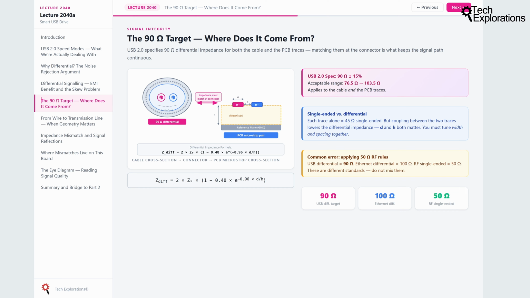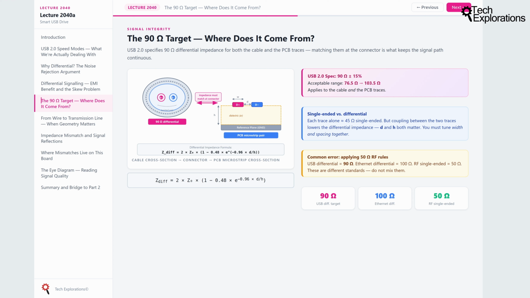Z-diff equals 2 times Z0 times a correction factor that depends on the ratio of spacing to the dielectric height. The practical consequence is that the spacing between D plus and D minus affects the impedance, not just the trace width. You can't tune width and spacing independently. You must adjust them together to hit the 90 ohm target.